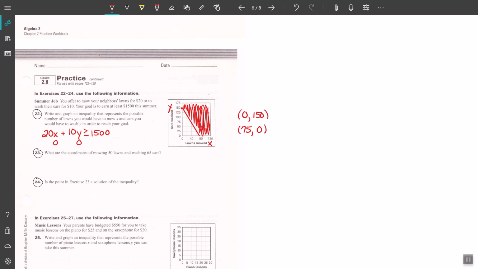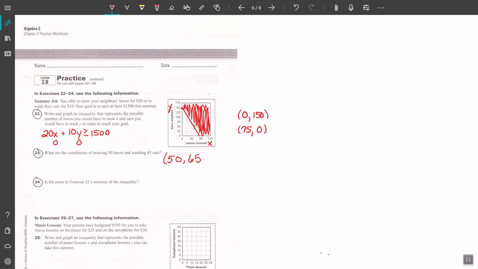So in 23, they ask, what are the coordinates of mowing 50 lawns and washing 65 cars? Well, since we called mowing X and we called washing cars Y, then here's our ordered pair for that. And if you look up on the graph, in green here, I plotted that 50, 65.